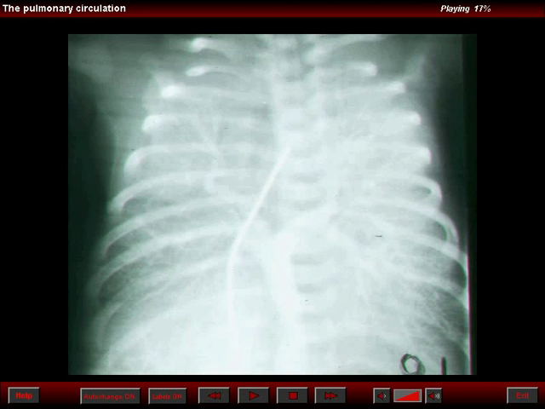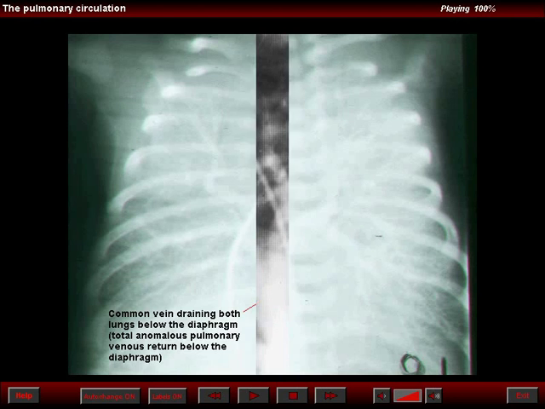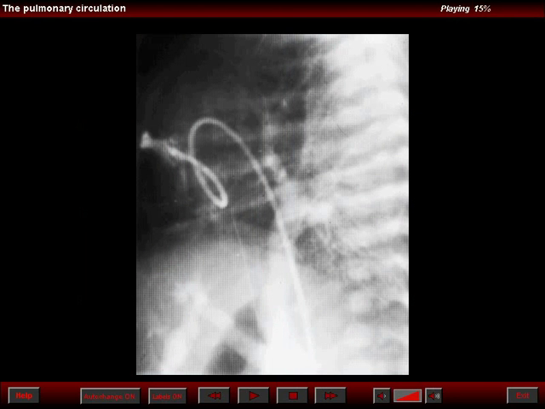In the venous phase of a pulmonary angiographic examination, we see a common vein that traverses the diaphragm and drains medially. So this is a total anomalous pulmonary vein. In the lateral view, we can see that this vein drains into the portal system, and relative obstruction of the drainage of this common vein was the cause of the pulmonary edema.